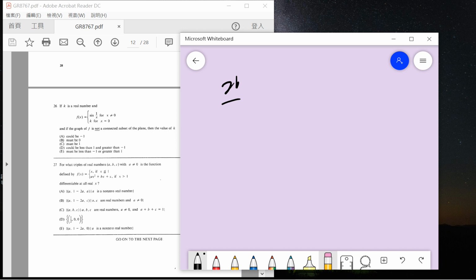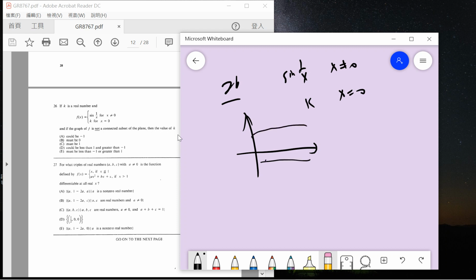Okay, problem 26. If k is a real number, define the function as sine of 1 over x when x is non-zero, and then we need to decide how to define it at x equals 0, so that the graph will be a non-connected set. This problem is easy. You see that sine of 1 over x falls into the range from negative 1 to 1, and when x goes to 0, the term 1 over x escalates very rapidly. So basically, you have this, and you need the value at x equals 0 to make the graph disconnected.